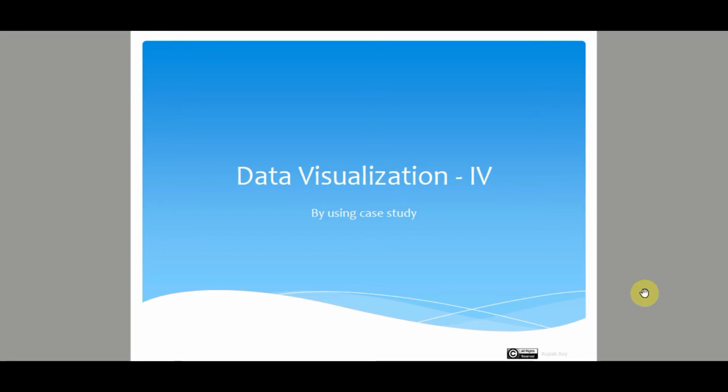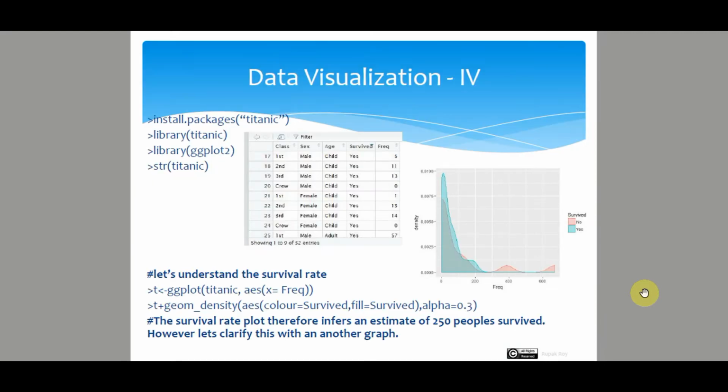In this chapter, we will apply our visualization methods for a simple case study to create a data story. We will use our famous dataset Titanic to illustrate the distribution of survivors. Load the dataset Titanic and the package ggplot. Now, let's first understand the survival rate.